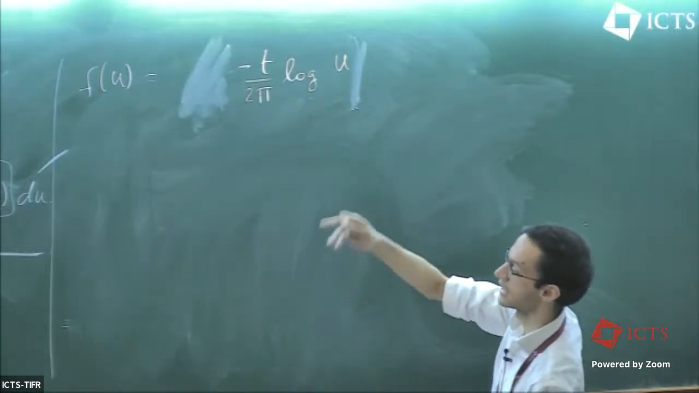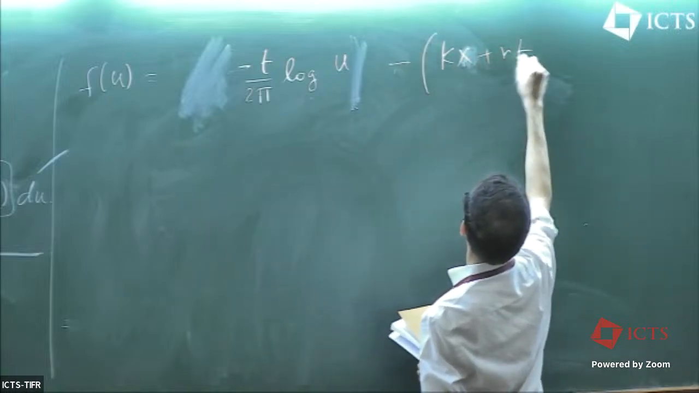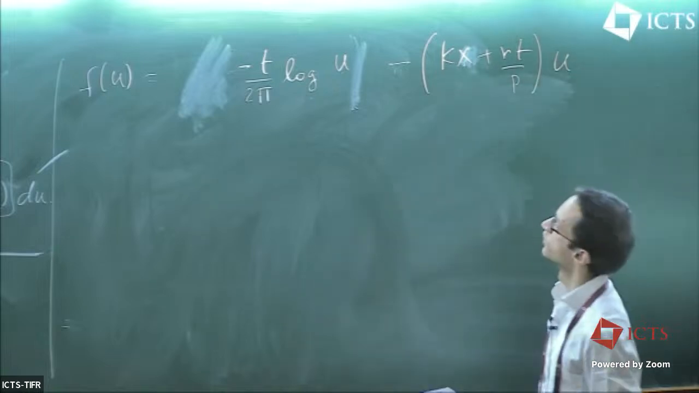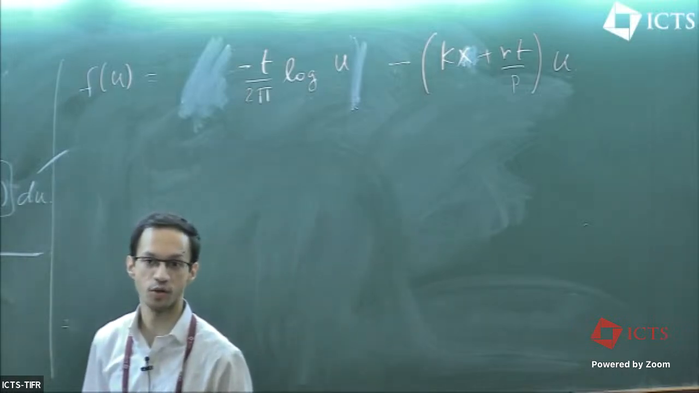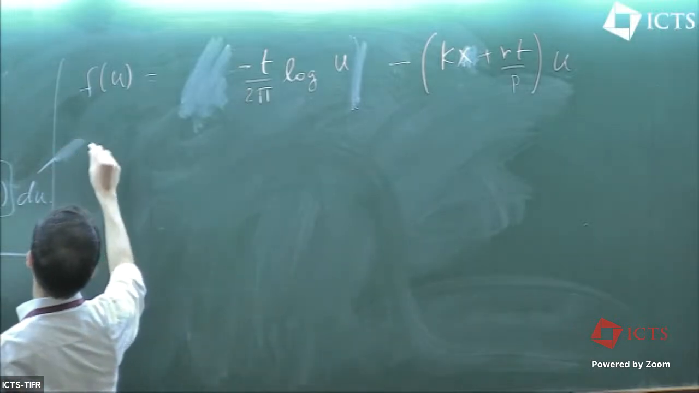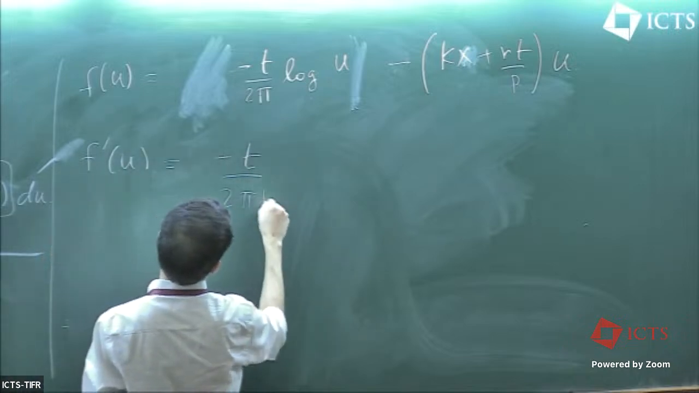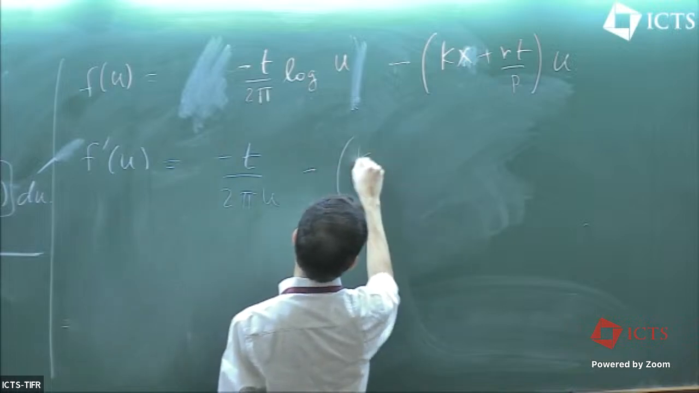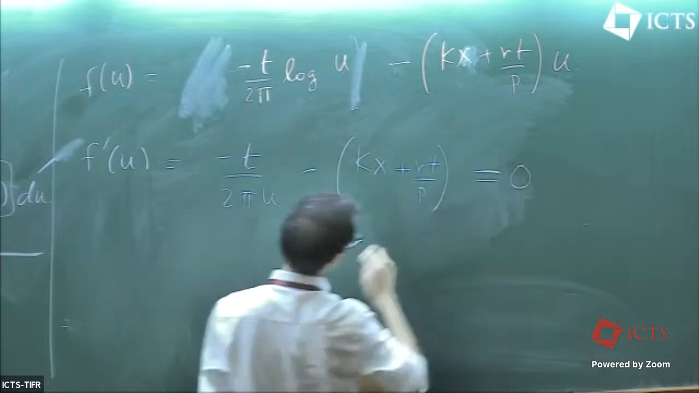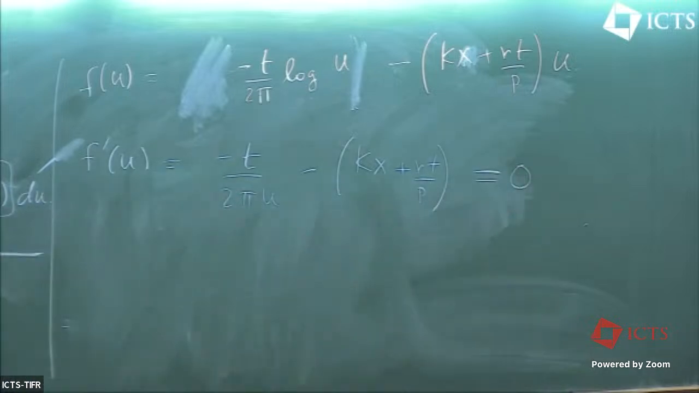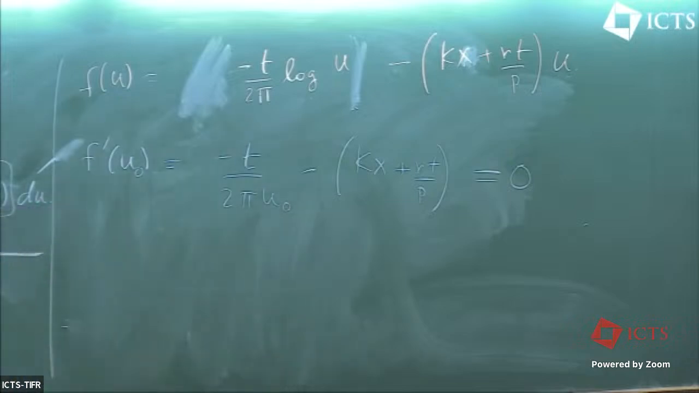And then you have minus kx plus rt over p. Let's take its derivative and set that equal to 0 and see what you get. So let's take its derivative. What you get here is negative t over 2 pi u. And over here, what you have is minus kx plus rt over p. You want to set this equal to 0 in order to get your stationary point. Let's call that stationary point u naught, as we had done over here.